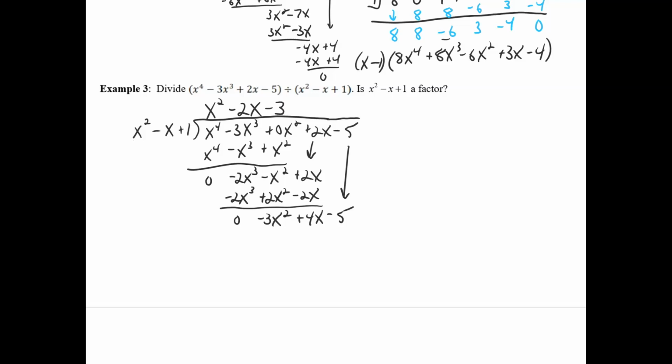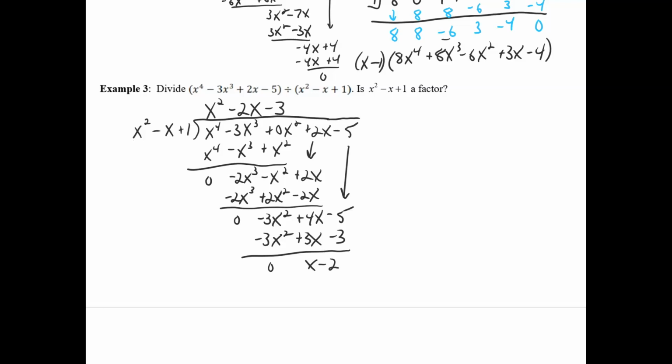We get negative 3x squared. Negative 3 times negative x is plus 3x. And negative 3 times 1 is minus 3. It looks like this one has a remainder, and so x squared minus x plus 1 is not a factor. When we subtract here, we get 0, we get x, and we get negative 5 minus negative 3, which is minus 2. That's a remainder.